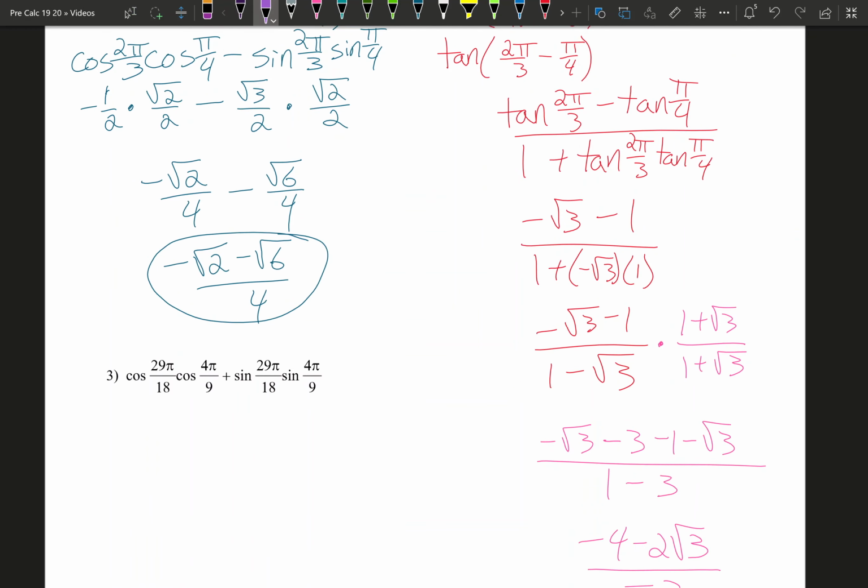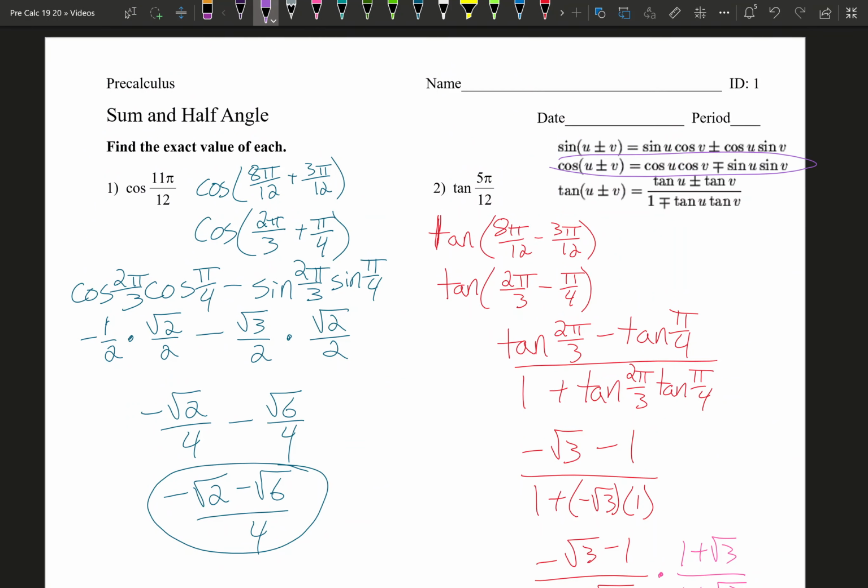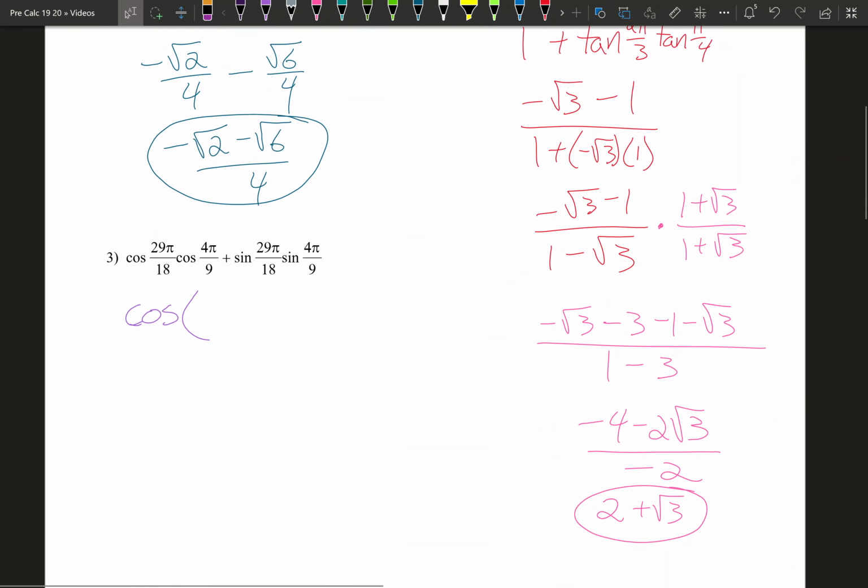So this one, since it goes cosine, cosine, sine, sine, is our cosine identity. And one thing that can trip some people up is thinking about this as, oh, well, the cosine is just covering the left and then we need to deal with the sine. Look at your sum and difference identities where this is the entire identity. So the whole thing is going to just be the cosine of our two angles. So 29 pi over 18. And then cosine, you change the sign, so it will be minus 4 pi over 9.